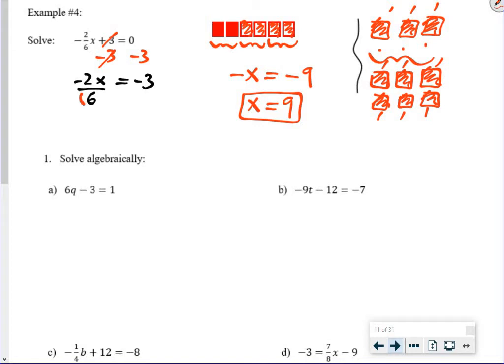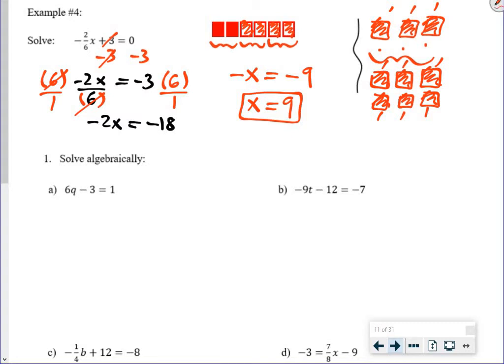I'm going to get rid of this 6 first. It doesn't really matter. I could get rid of the negative 2 first, but we'll go for the 6 first. The opposite of dividing by 6 is multiplying by 6, so I need to do that to both sides. 6 divided by itself on the left is 1. So I have negative 2x remaining on the left, and negative 3 times 6 is negative 18.